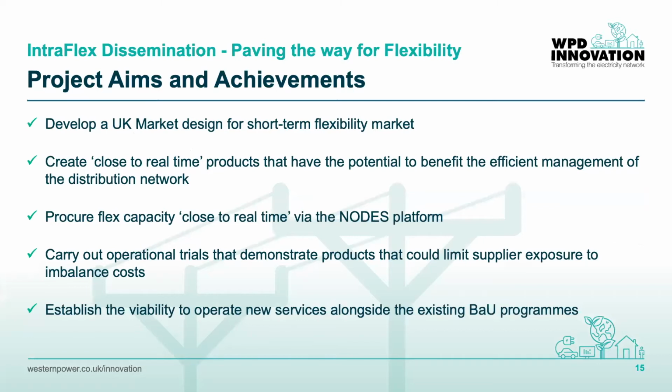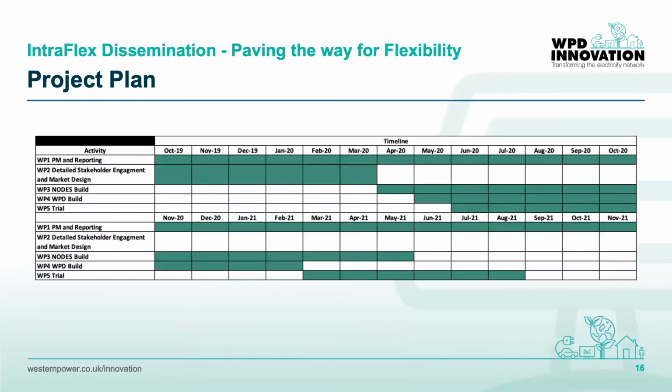So what we were trying to do was develop a market design for short-term flexibility and create products for close to real time, and then procure them via this Nodes platform. And then we wanted to carry out some operational trials that demonstrated that these products could also limit supplier exposure to imbalance costs and establish their viability to operate new services alongside business as usual. I think all of these were met, albeit the supplier imbalance cost demonstration was scaled back because the market did not see the need for it, and we'll probably cover a little bit of that off later as well.